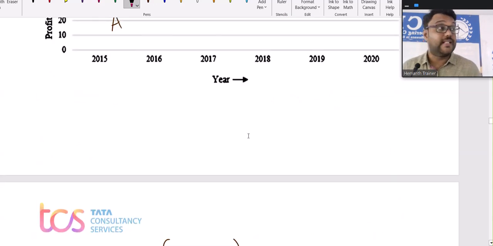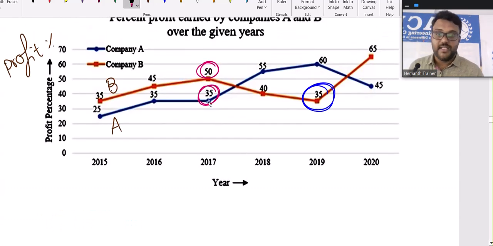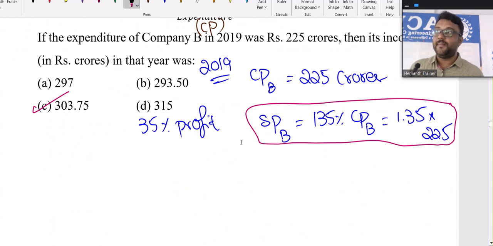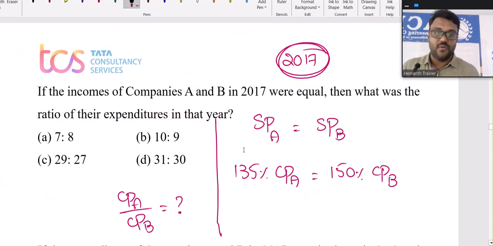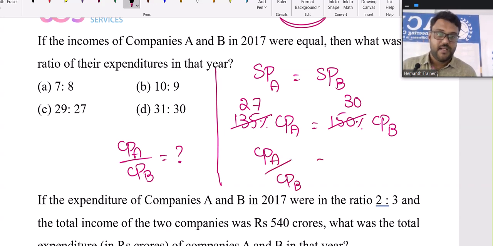In the exam, for every question, the above diagram will be available. Here, to save space, I didn't give it. A is 35, B is 50. In the exam, above the question, you have a diagram. No need to scroll and check all this. So now I want CPA by CPB. Percentage will cancel. This is 30 times 5 and 27 times 5. 30 divided by 27 is nothing but 10 upon 9. 3 10 times, 3 9 times. Option B is correct. 10 with respect to 9.